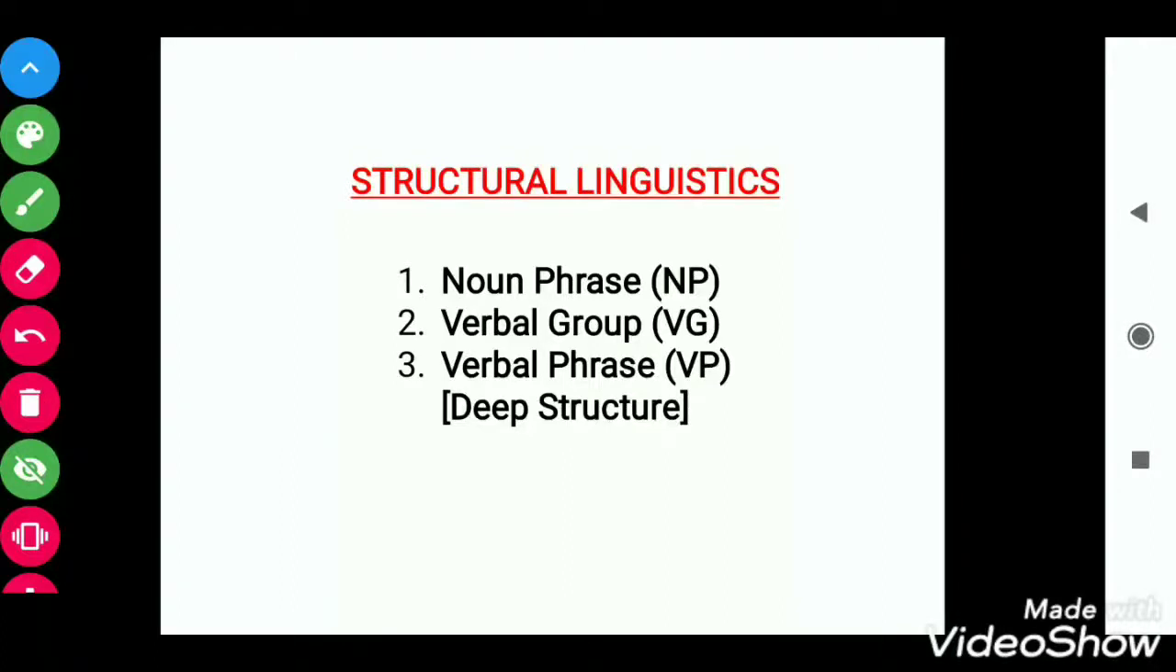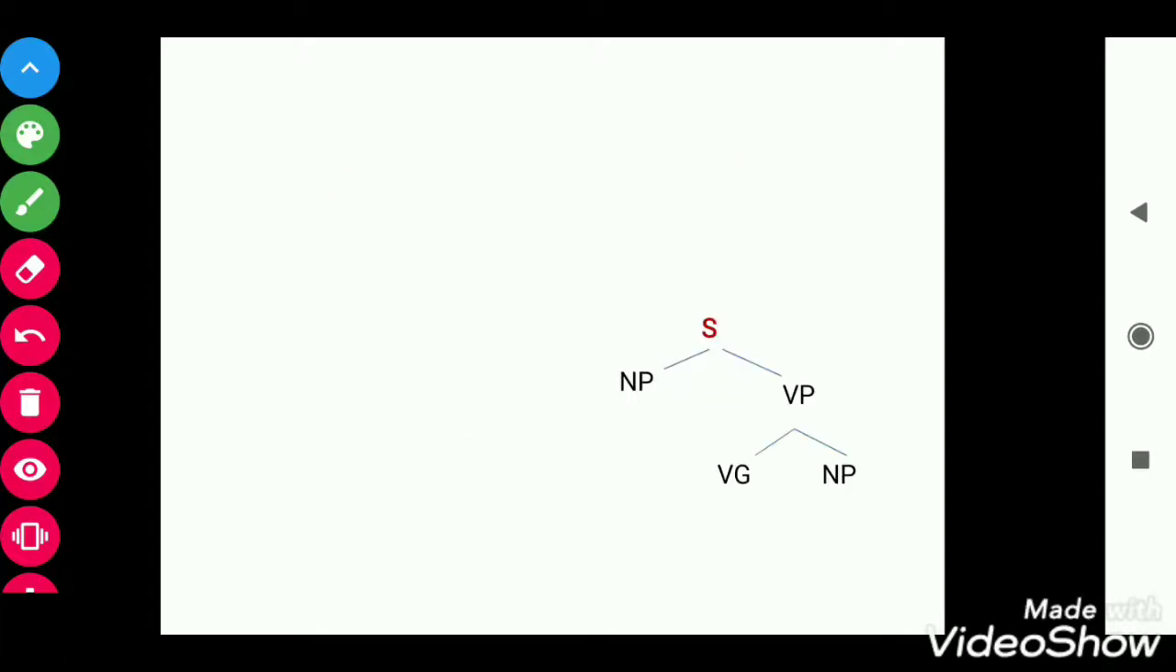We have come to the third and final part of the video, where we are going to learn deep structure. We have learned making structure of NP and VG also. Here we are going to learn making structure of VP, that means verbal phrase, which includes both NP and VG. Now this video is going to be a bit long because we are going to learn making structure of the whole sentence. So without any delay, come to structure.